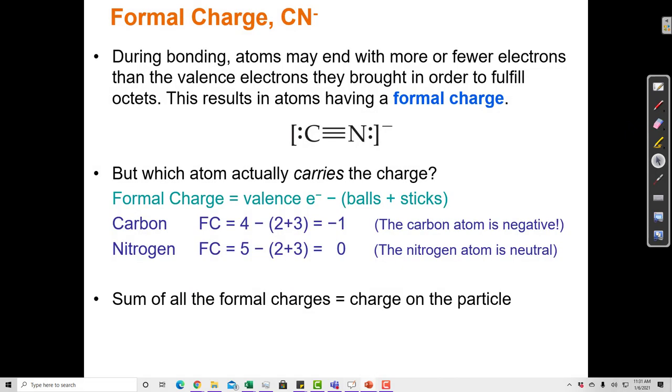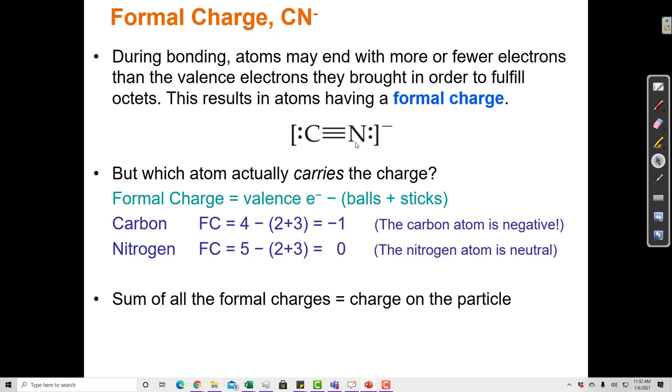Okay, now that we've generated this structure, the C and the N with the triple bond, and it's in brackets and it has a negative charge on the outside, now we're going to look a little bit further, because we know that it has a negative charge, a formal charge, but which atom actually carries the charge? Is it carbon that's negative, or is it nitrogen that's negative? That negative charge is actually an extra electron. Where is that extra electron actually sitting? Which atom is it actually sitting on?